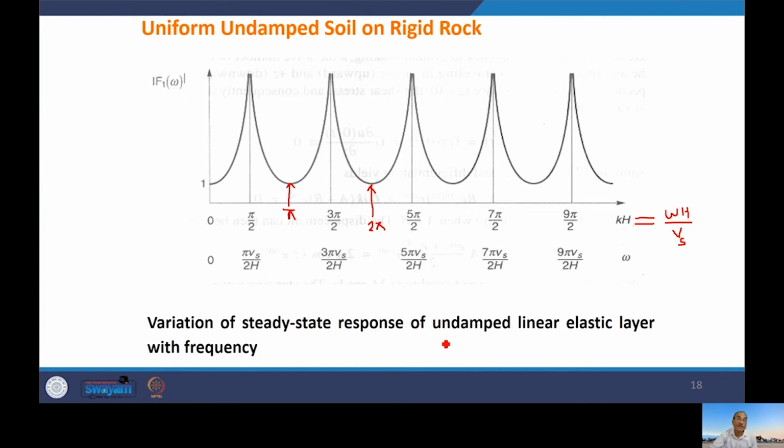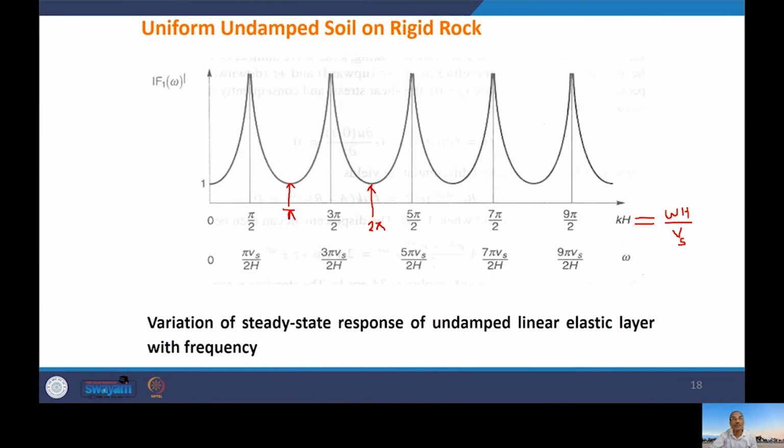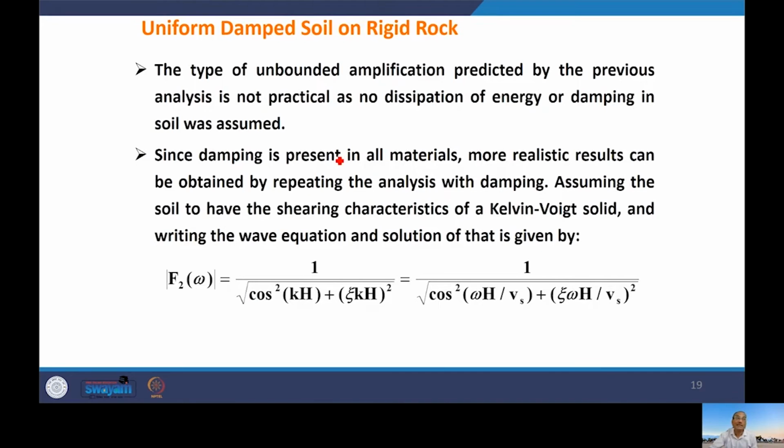All this was when you neglect the damping of the system, but that is not the real case, because the soil has some damping, and that is fortunate. If soil did not have any damping, then at the natural frequency there would be resonance, and the amplitude would go to infinity, and it would cause a lot of destruction. However, we are fortunate that soil has damping, but the presence of damping complicates the solution. Instead of F1 omega, now we get F2 omega, and the type of unbounded amplification predicted by the undamped model is not practical, as no dissipation of energy or damping was assumed.